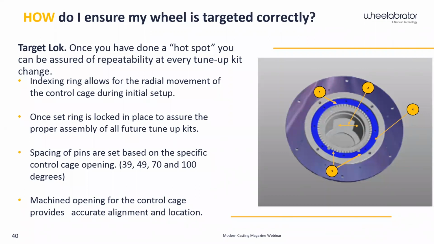Testing has proved out that at 36 inches away from your part, for every 15 degrees that you move that control cage opening, it will shift your pattern 3 inches at 36 inches away. So you can imagine all of a sudden if you clock that control cage opening 30 degrees off, your pattern has moved 6 inches. That could have gross impact on your cleaning efficiencies or your wear consumable parts.